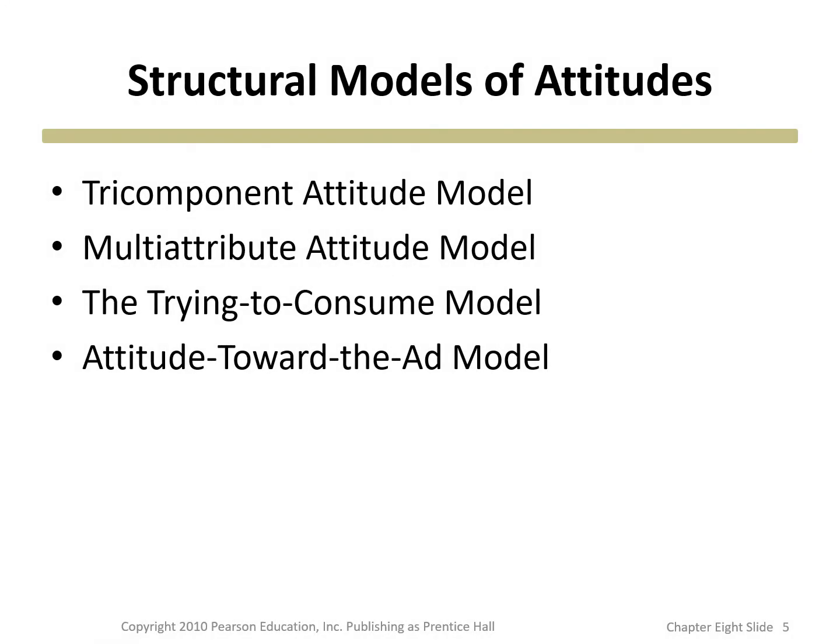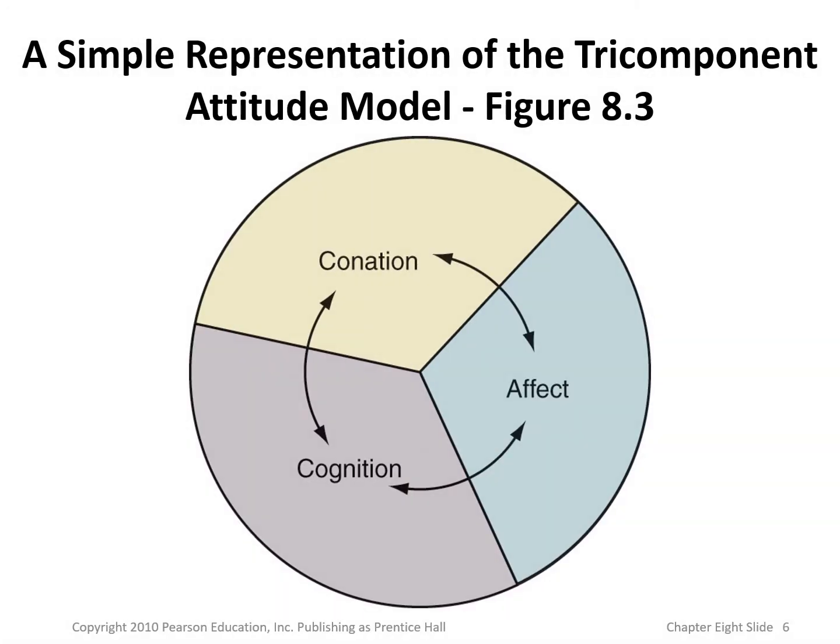Here are several structural models of attitude. The first one, the three-component attitudes model, then the multi-attribute attitudes model, the trying-to-consume model, and the attitude-toward-the-ad model. There is another additional one, the attitudes toward social media model. We are going to talk about a simple representation of the three-component attitudes model as the first structural model of attitude. It mentions conation, affection, and cognition as the parts that belong to the three components used to discuss attitude.